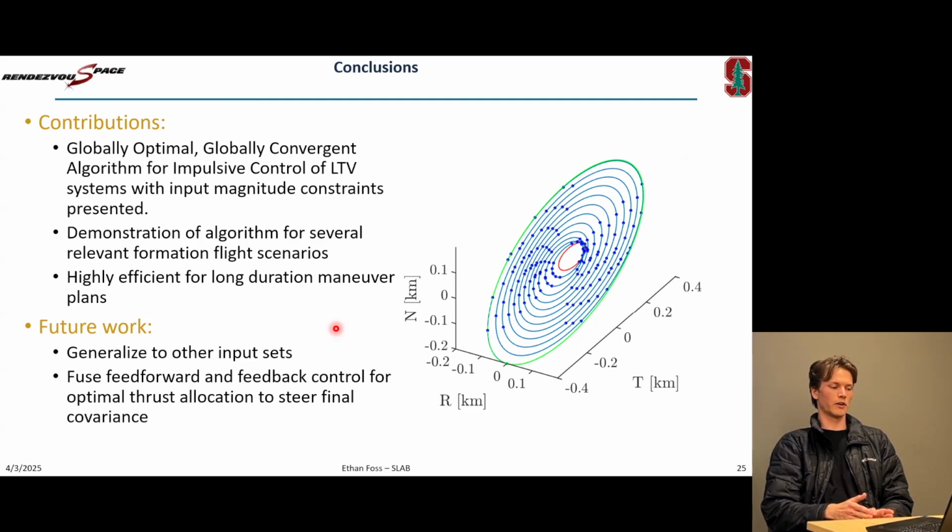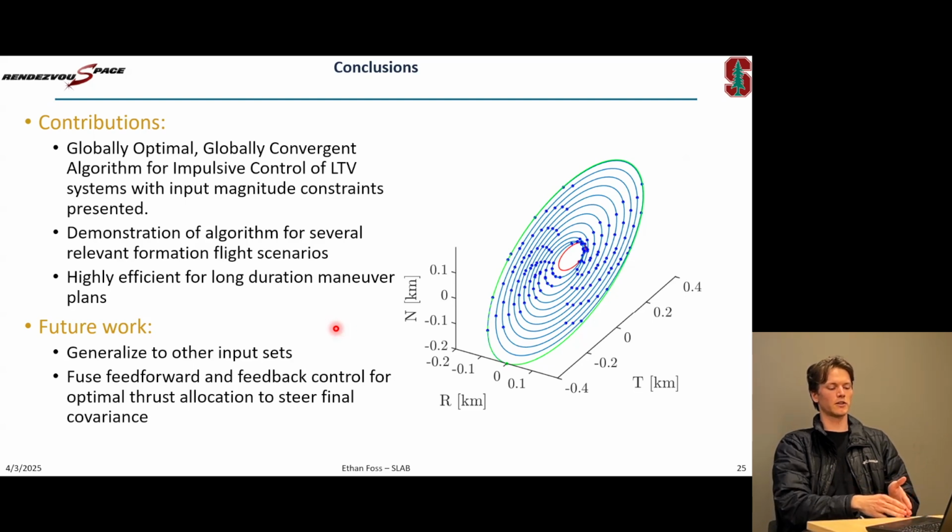For future work, it would be nice to be able to generalize this approach to other input sets. So, for example, maybe L infinity norm would be interesting to look at. Another interesting thing that I would like to look into is fusing both the feed forward and feedback control for optimal thrust allocation. So I believe in VISORS's framework, they are applying an approach similar to this, but also applying feedback in the form of a stochastic model predictive control algorithm.